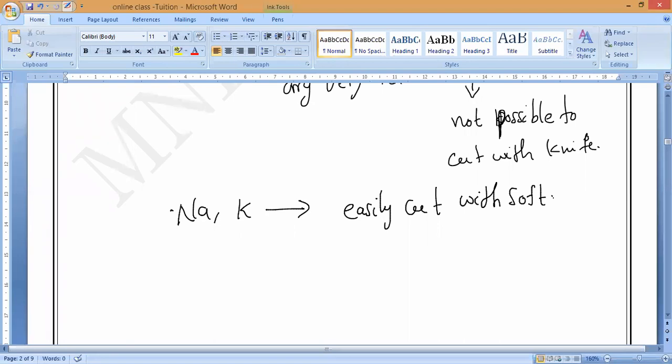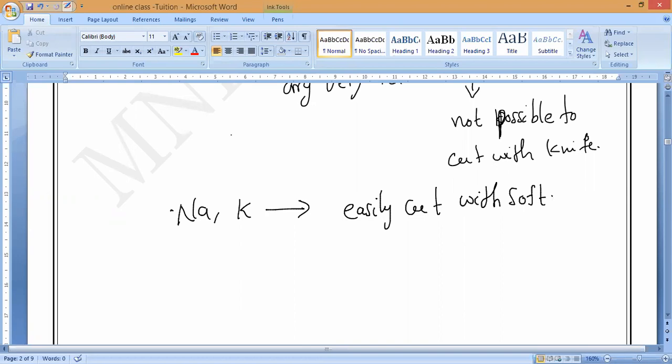For example, if you take a piece of copper and try to cut it with a knife, it is not possible. A piece of iron is also not possible to cut with a knife, because iron and copper are very hard in nature. But if you take sodium metal, you should not hold it with the hand.